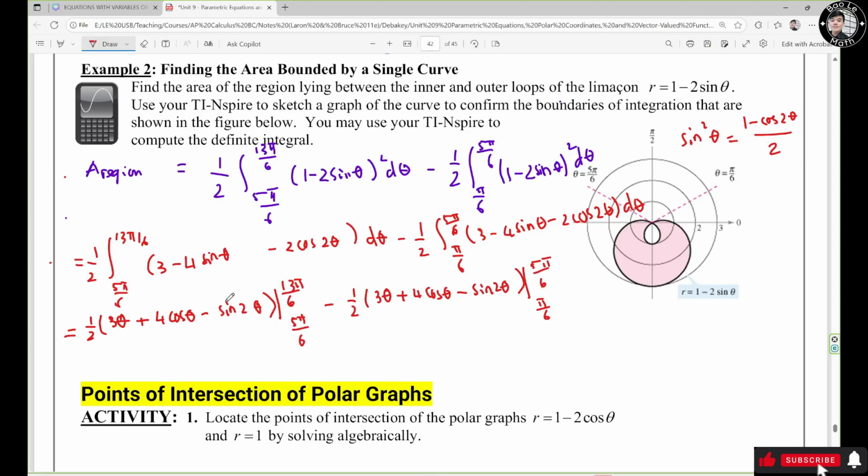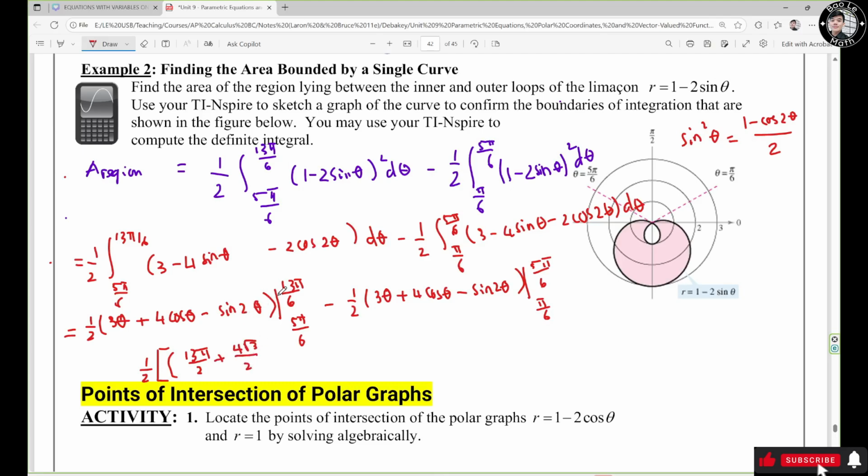Now I'm going to substitute 13 pi over 6 and 5 pi over 6 into this one, so it's going to be 1/2 times 3 times 13 pi over 6, which means 13 pi over 2, right? Cosine of 13 pi over 6 is root 3 over 2, right? So I have 4 root 3 over 2.